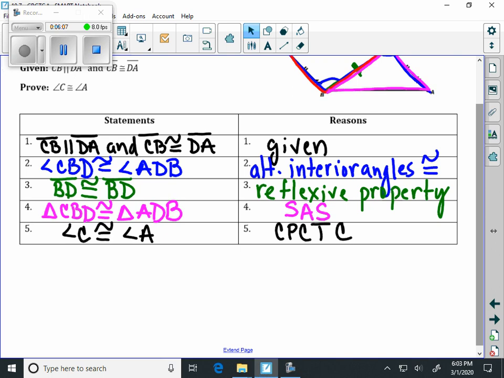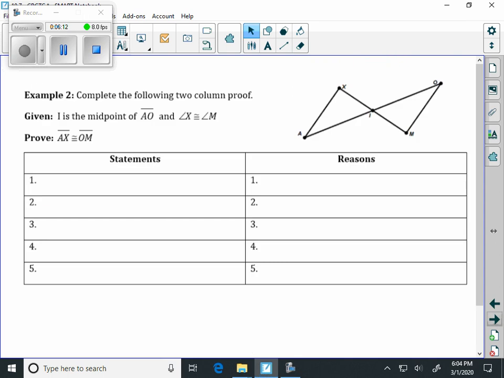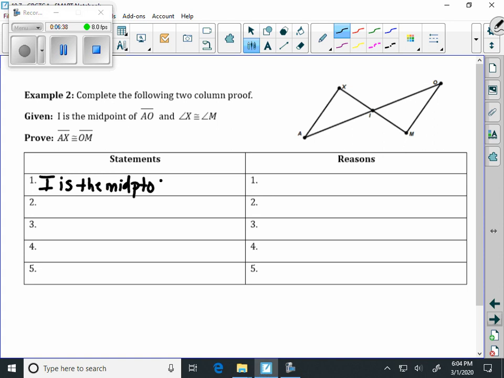If you notice, we've been talking about shared side triangles, and now we're talking about a bow tie triangle on this next one. What we've got is I is the midpoint of AO, and angle X is congruent to angle M. So we'll start there with filling in our given. I is the midpoint of AO, and angle X is congruent to angle M. And that's our given here.